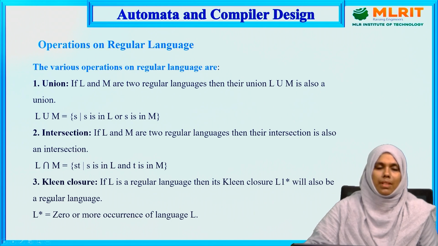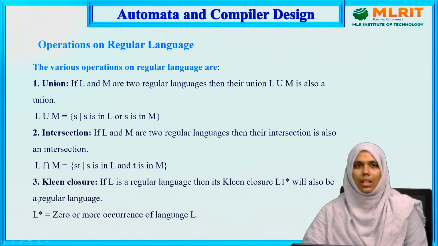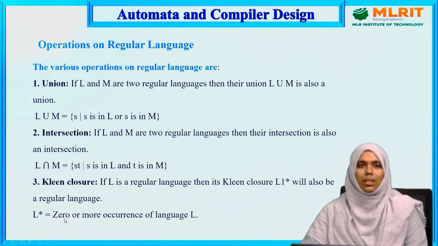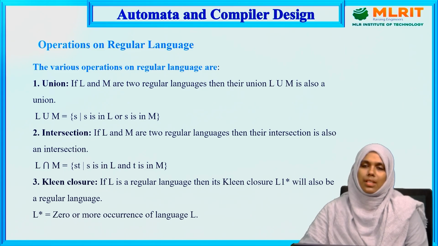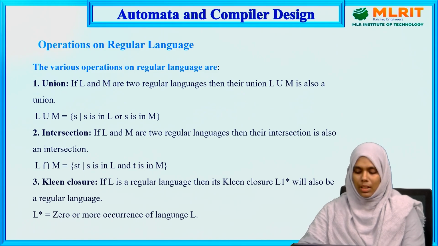And in the same way, Kleene closure is represented by the language with power star, L power star. What is L power star? When we talk about the Kleene closure, it is nothing but 0 or more occurrences of the language. That means we have the possibility of 0 transitions as well as more than 1 transition.